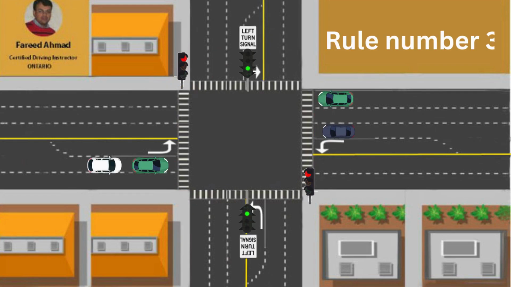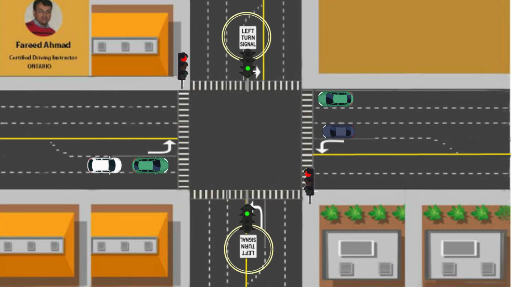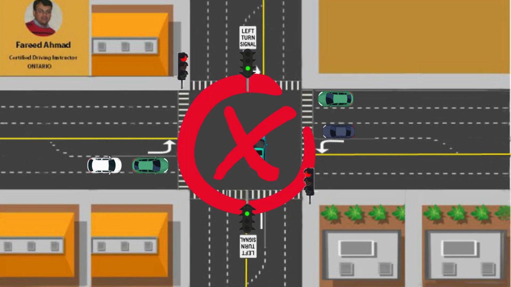Rule number three is about the left turn signal board and its restrictions. If you see this left turn signal board on any type of intersection, it means that the left turn at the intersection is restricted by the advanced signal. You can only take a left when the left turn signal is on. Proceeding into the middle on a green signal is prohibited in this type of scenario.